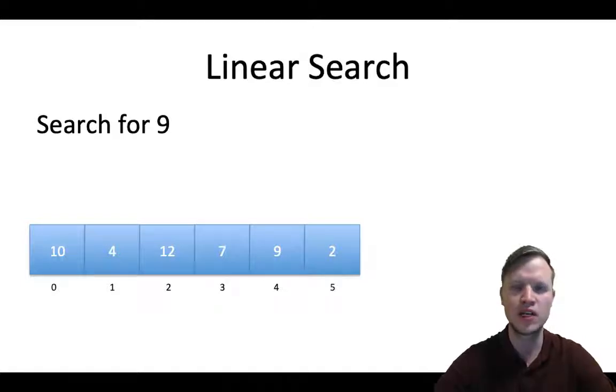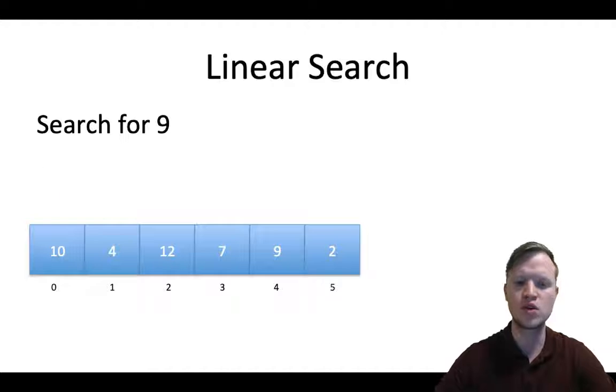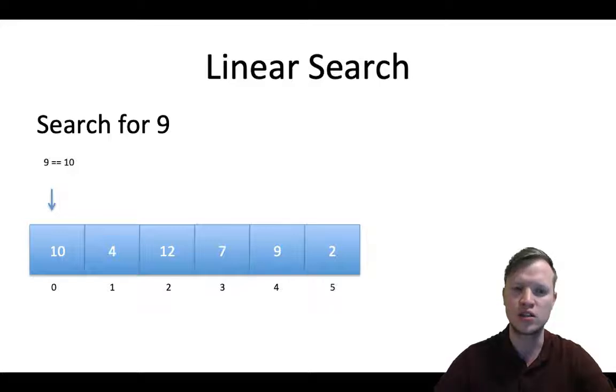Now, how does the linear search algorithm work? It's linear in its method. That means that it starts from 0 and it works its way up to the last element. So, first of all, we look at the first element and we ask ourselves, is 9 equal to 10? So, the value that we are actually searching for, is it equal to this current element's value? Is 9 equal to 10?